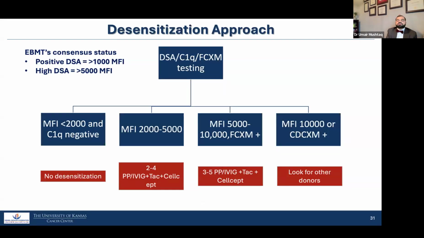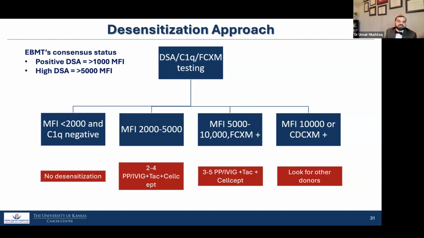Desensitization approach. So if you don't have any other alternate donor, and all the donors have donor-specific antibodies, then in the context of developing countries, especially Pakistan, it will become a cost issue. It will be very costly to do desensitization, but this is doable. So you will look at the level of DSAs, and then whether they are even C1q fixing.